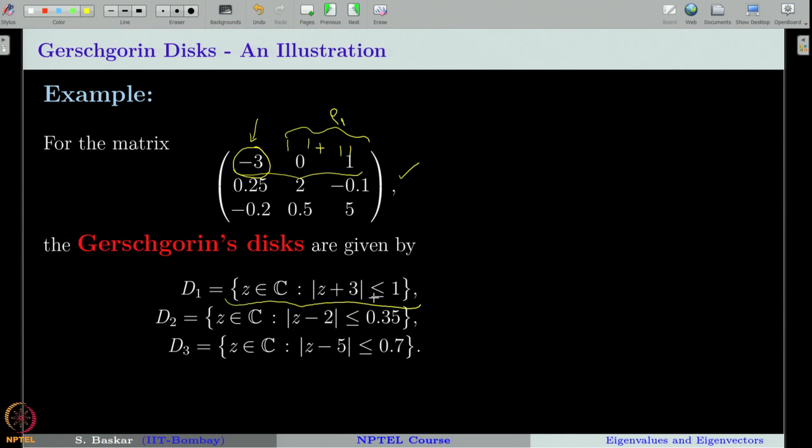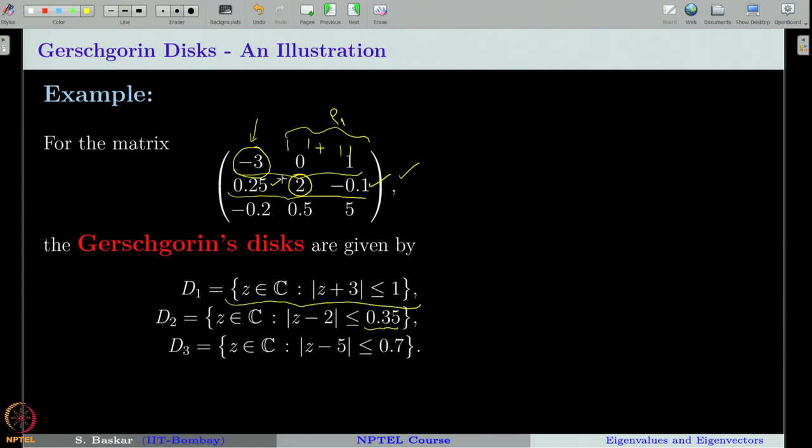Remember, these disks are constructed in the complex plane because we know that a matrix can have complex eigenvalues. In fact, Gerschgorin disk theorem can localize the complex eigenvalues also. That is why we construct these disks in the complex plane. For the second disk, we have to take the second row of the matrix, again take the diagonal element as the center of the disk and take the modulus of the non-diagonal elements of that row and sum them up. In this case, it sums to 0.35, right? So, you have to take these two numbers, take their modulus and then sum them.